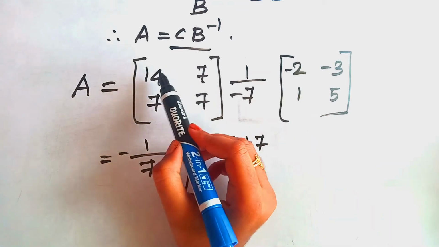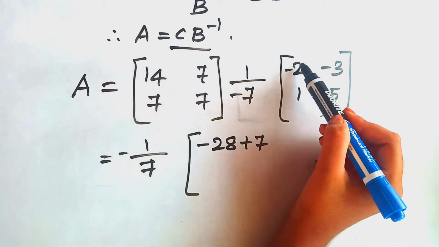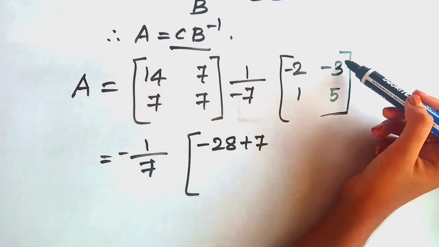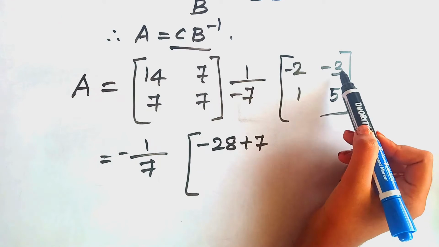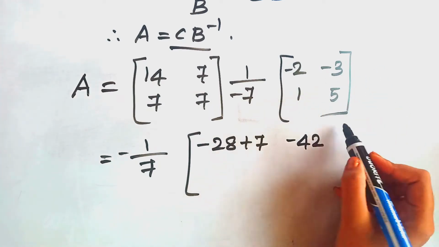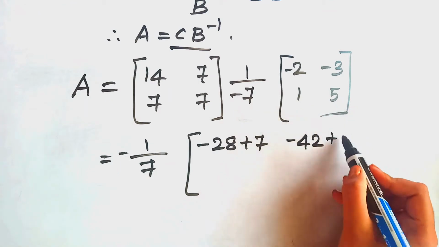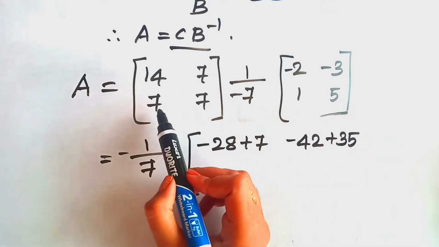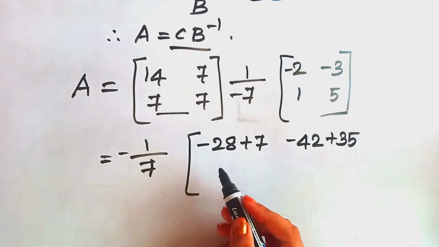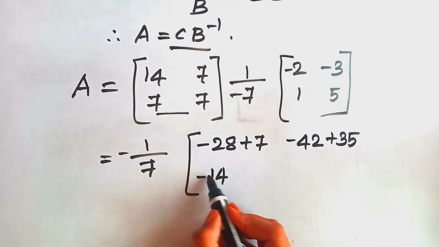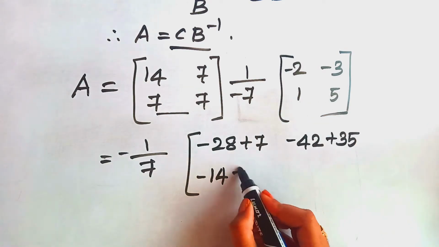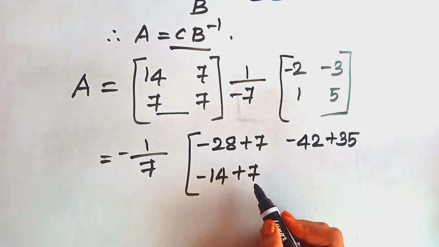First we have to take a row multiplied by a column. Now here I'm taking the first row multiplied by the second column. So 14 into minus 3 will be minus 42, and then 7 into 5 is 35. And then second row and the first column, it will be 7 into 2, which is 14. Since there is a minus here, we have to put a minus here. And then 7 into 1 is 7, so I'm adding a 7 here.